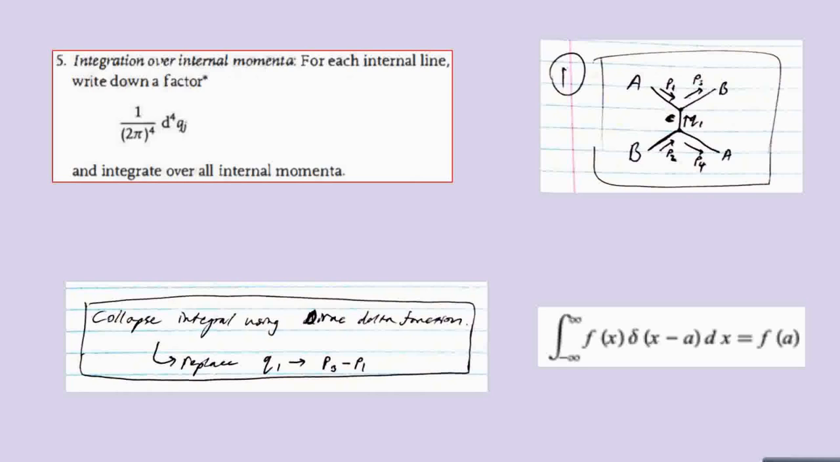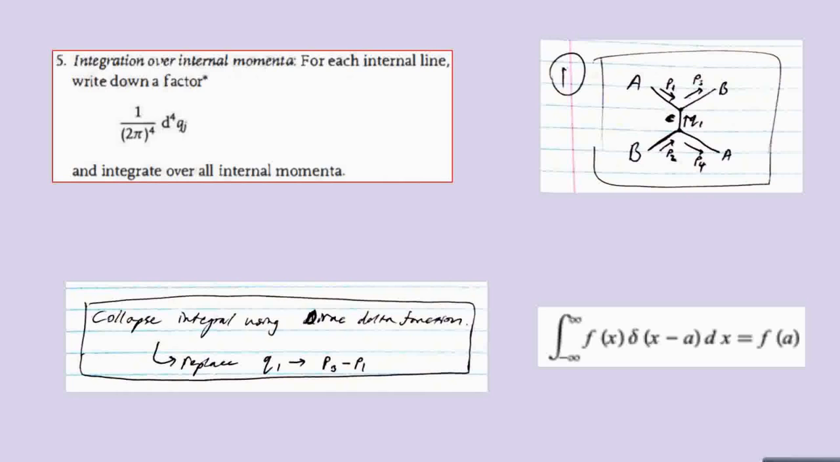So the integral of the Dirac delta function can just be written as the function evaluated at a. So for the process that we were looking at before, we're going to replace q1 with p3 minus p1. And in our case, if you're going to match it up with the format on the right-hand side, x is q1 and a is p3 minus p1.